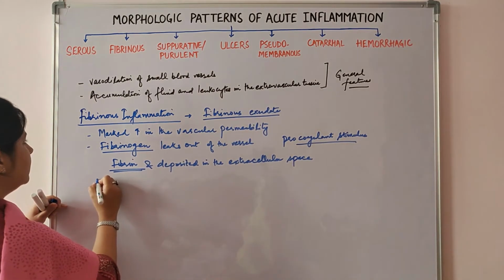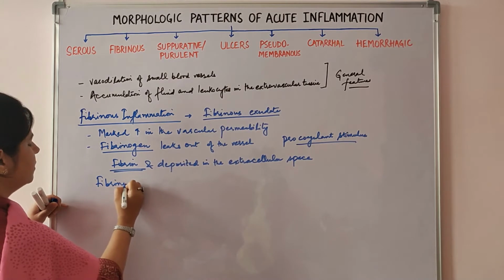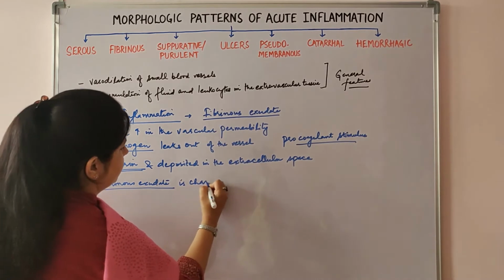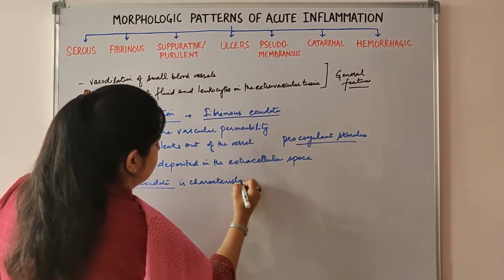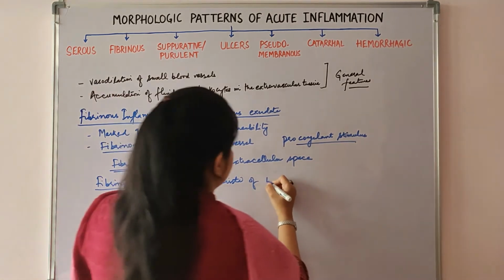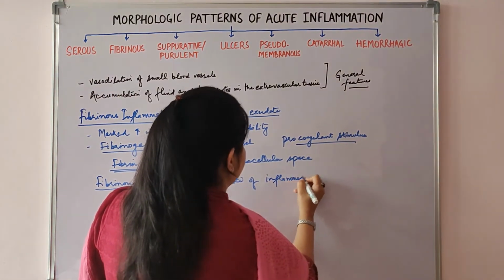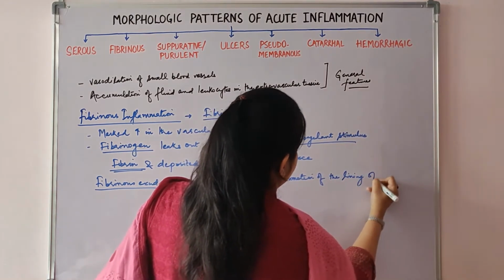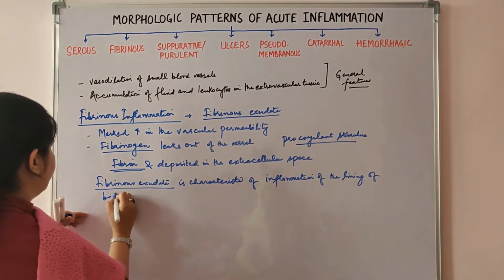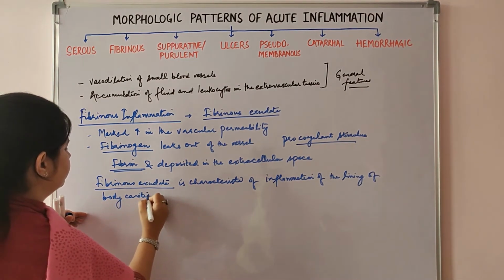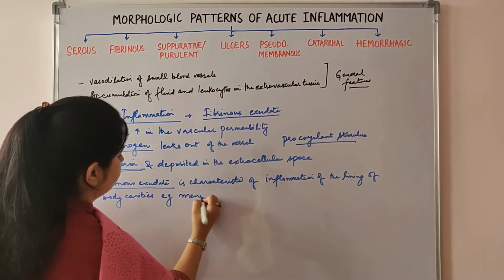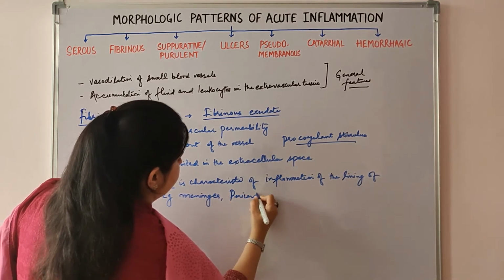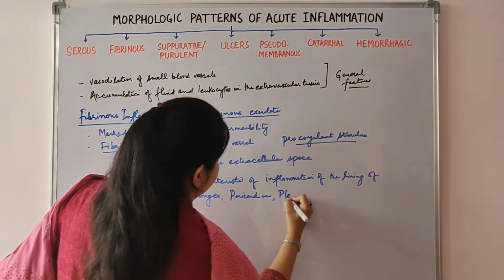Now this fibrinous exudate is characteristic of inflammation of the lining of body cavities, for example, the meninges, the pericardium, pleura.